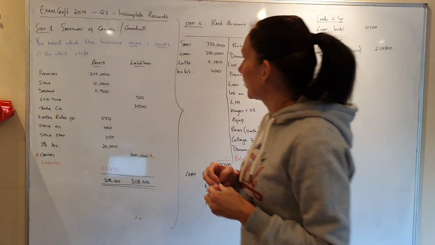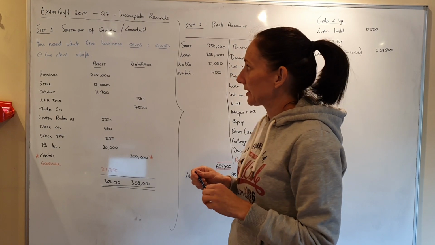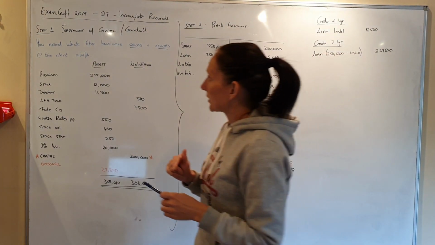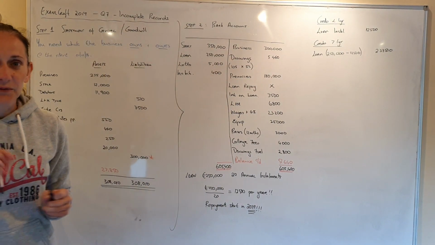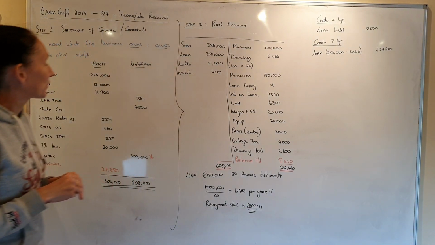In this video we're going to look at incomplete records. We're going to look at Examcraft 2019, question 7. You all have this at home, and I'm going to go through it in a different way than I had been doing it in class, just to simplify it a little bit. Okay, so we're going to do steps.